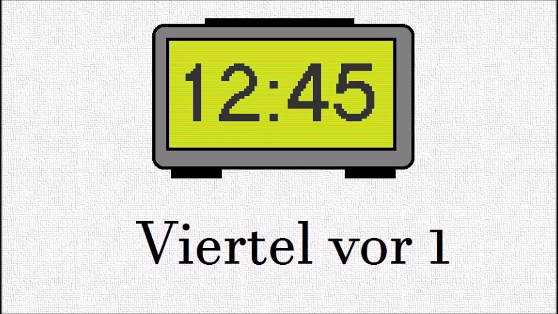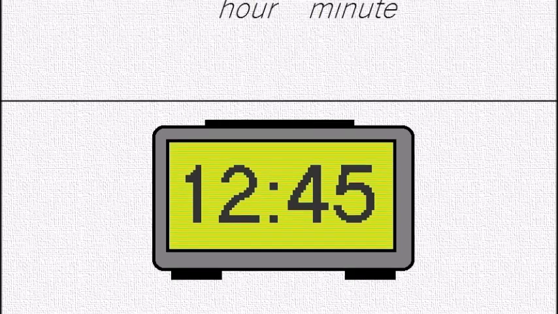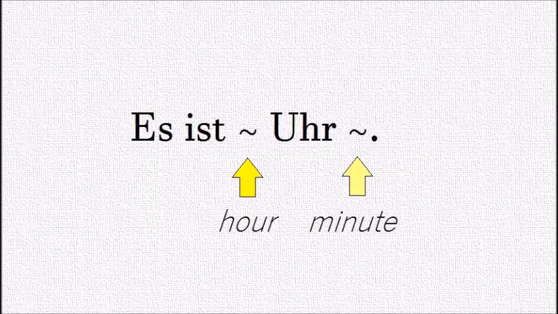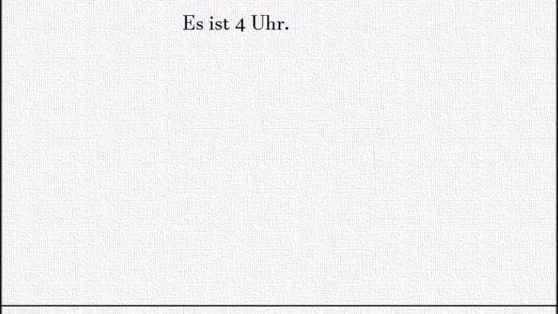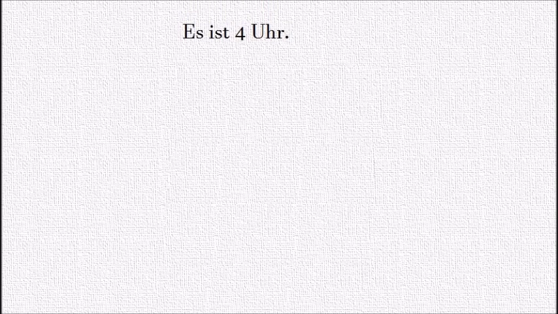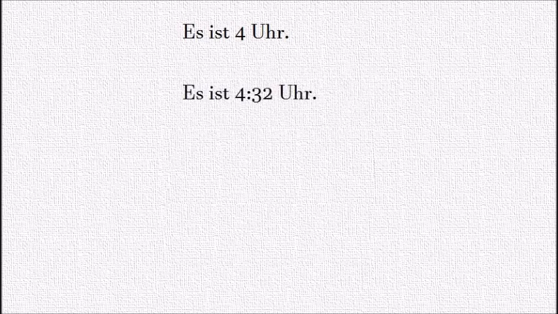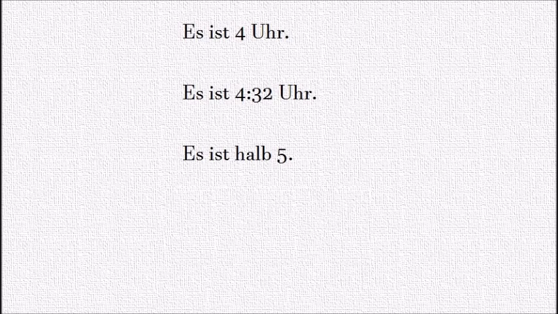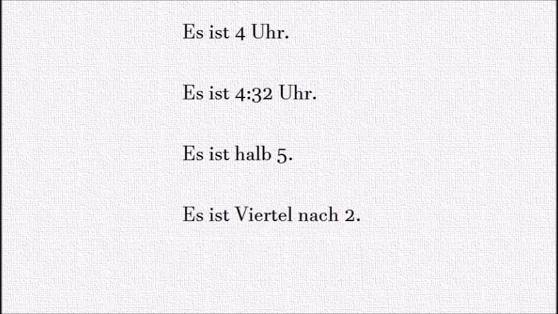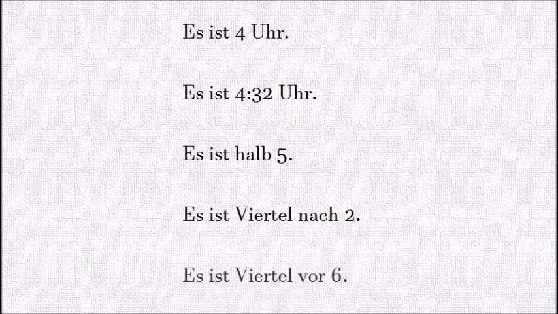Now, there are two ways you can use the time. To simply give the current time, you say es ist, it is, and then the time you've just learned. For example, es ist 4 Uhr. Es ist 4:32 Uhr. Es ist halb fünf. Es ist Viertel nach zwei. Es ist Viertel vor sechs.